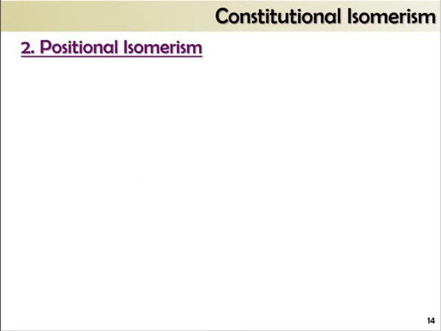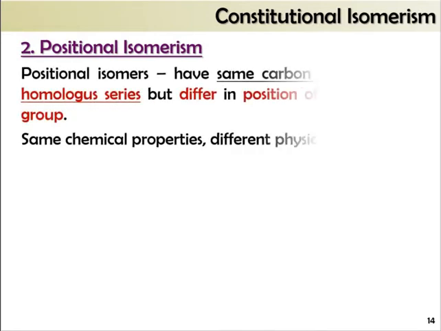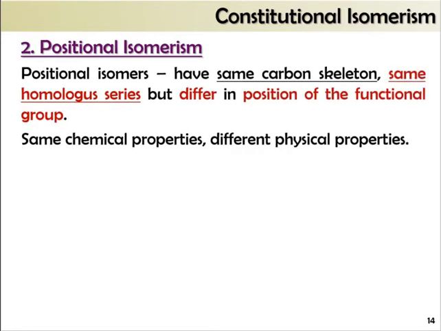And then, okay, number 2 is positional isomerism. Positional isomerism have the same skeleton, maksudnya longest chain dia sama. Same homologous series but differ in the position. Position of what? Position of functional group. Same chemical properties of course, because the same functional group, but different physical properties.